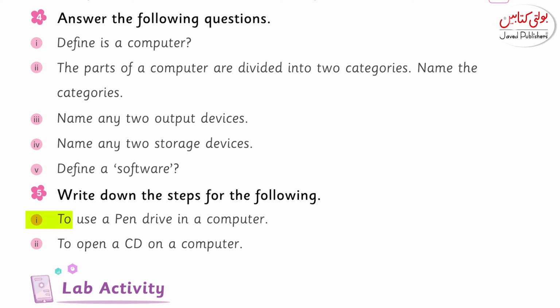Question 1. To use a pen drive in a computer. If you want to use a pen drive in the computer, follow these steps. Step 1. Insert the pen drive in any of the USB ports on the system unit. Open the This PC window and double click on the newly created drive other than the permanent drives. The contents of the pen drive will be displayed. In this way, you can use a pen drive. Write down the steps to open a CD on a computer.